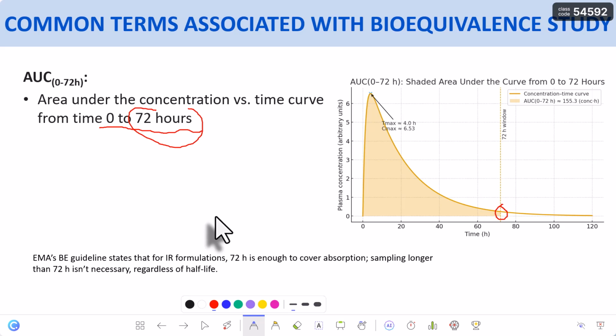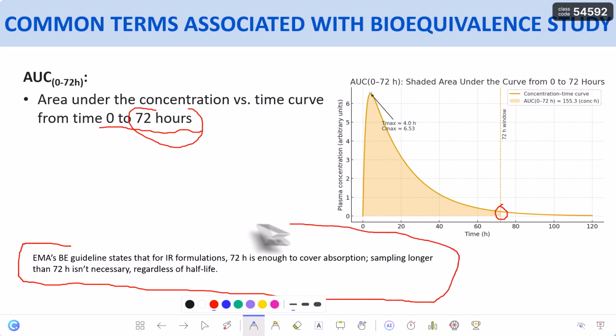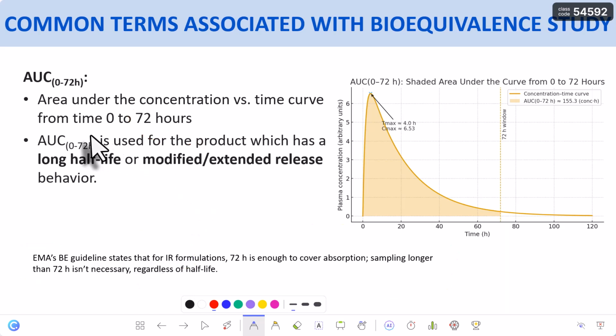Now, what is the rationale behind selecting the 72 hours? And you can see the details over here. That 72 hours is enough to cover absorption as per EMA's bioequivalence guideline, especially for IR formulation. So AUC 0 to 72 hour is used for products which have a long half-life or have modified or extended release behavior.